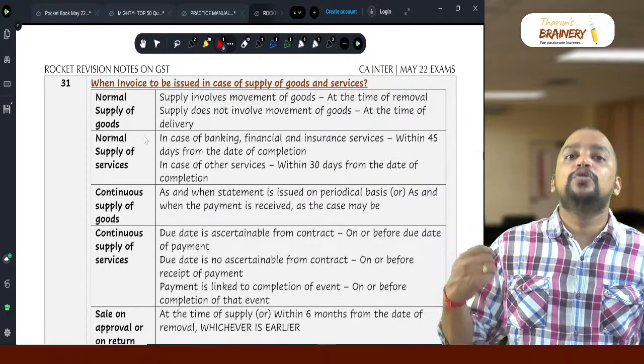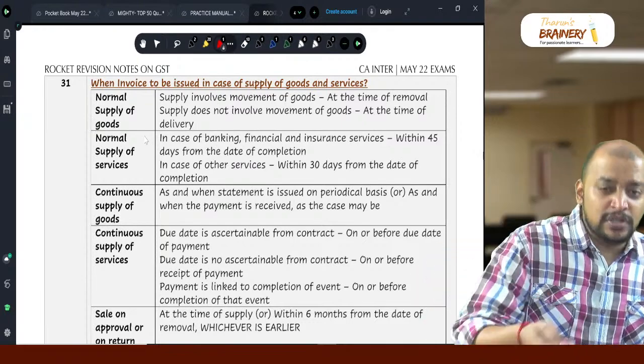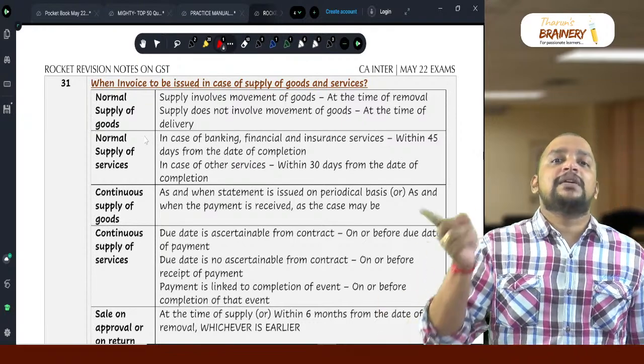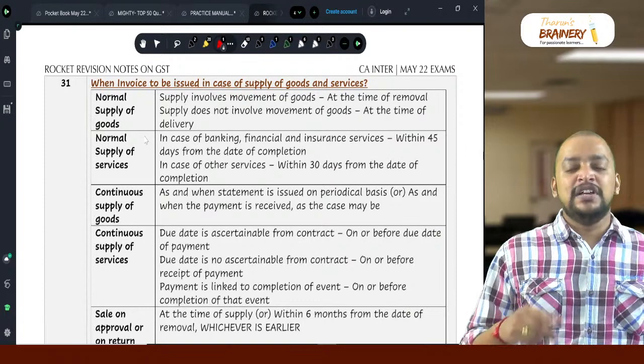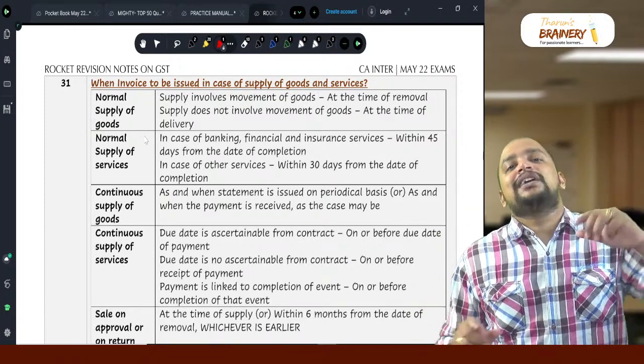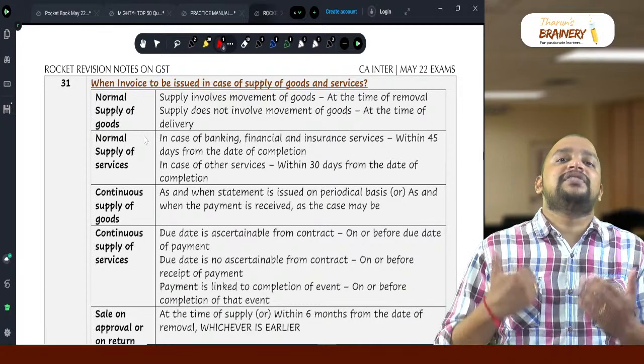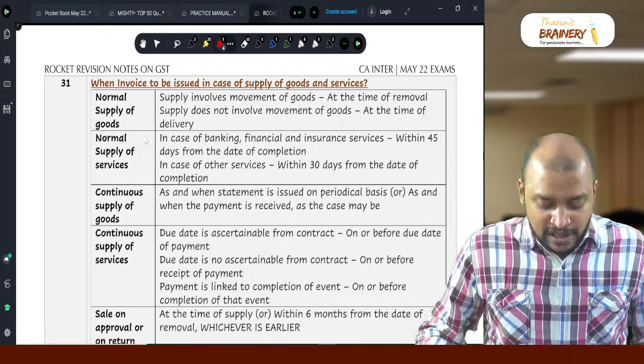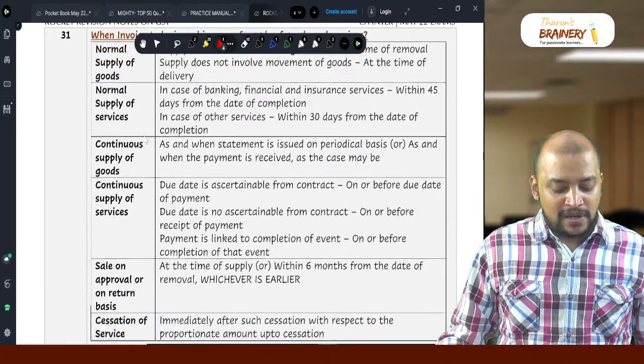For example, you go to a shop, you purchase the goods and you take them to your place. Now the supply is concluded in the shop itself. Even though there is movement of goods, that movement of goods is not under the supply. So therefore the date of delivery will be taken as the due date of invoice. This is in case of normal supply of goods.